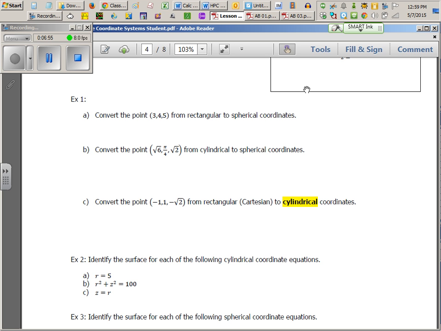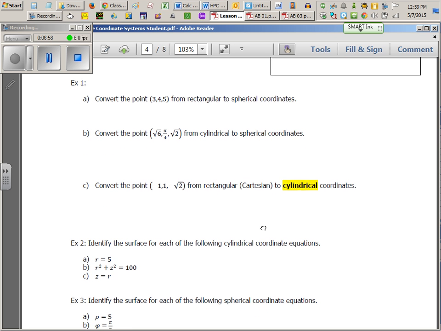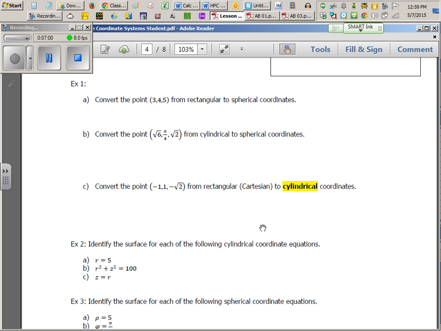Okay, so let's say you wanted to convert 3, 4, 5 from rectangular to spherical, right? So understand that this must be an x, y, and a z. How do I know that? Because it says that this is rectangular. So if that's x, y, and z, and we're trying to convert, we're going to be trying to get this to give us rho, theta, and phi.